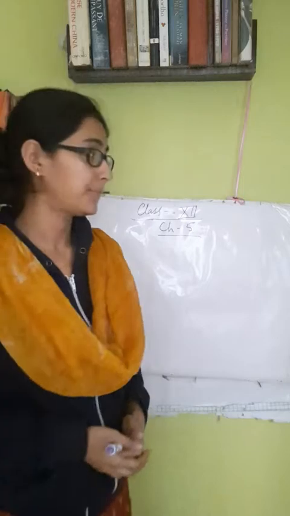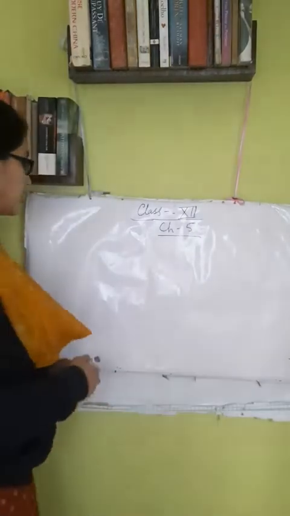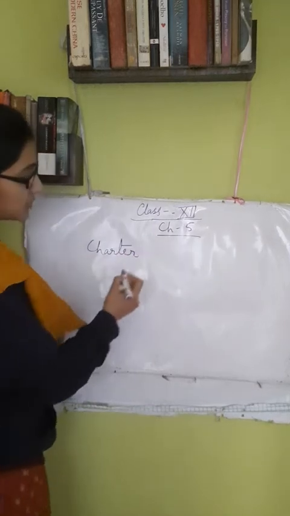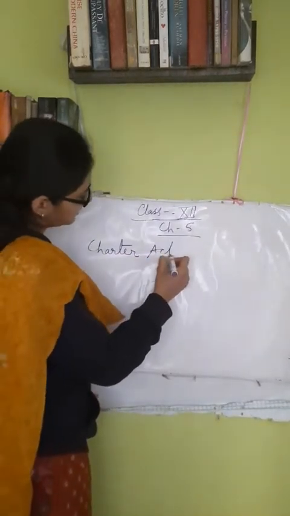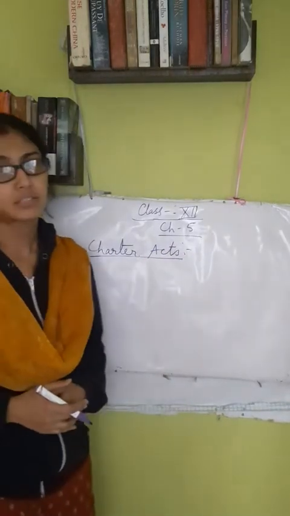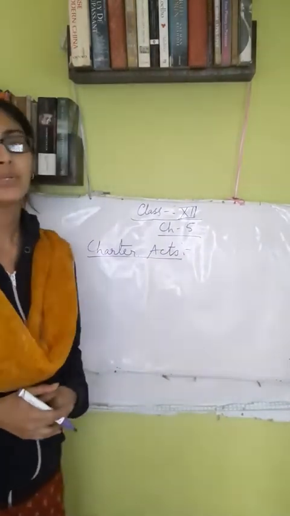Today we will start chapter 5, and first we will see about the charter acts that were passed by the British, or the English East India Company, in India. So we will see about the charter acts. These charter acts are very important, and we have to remember one thing: that these charter acts were passed every 20 years.